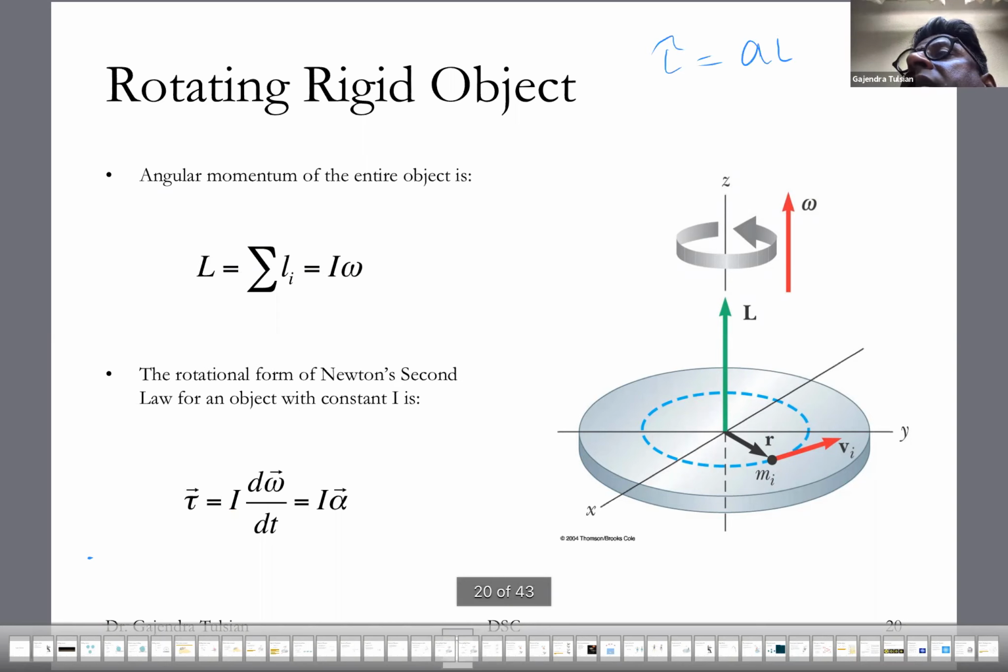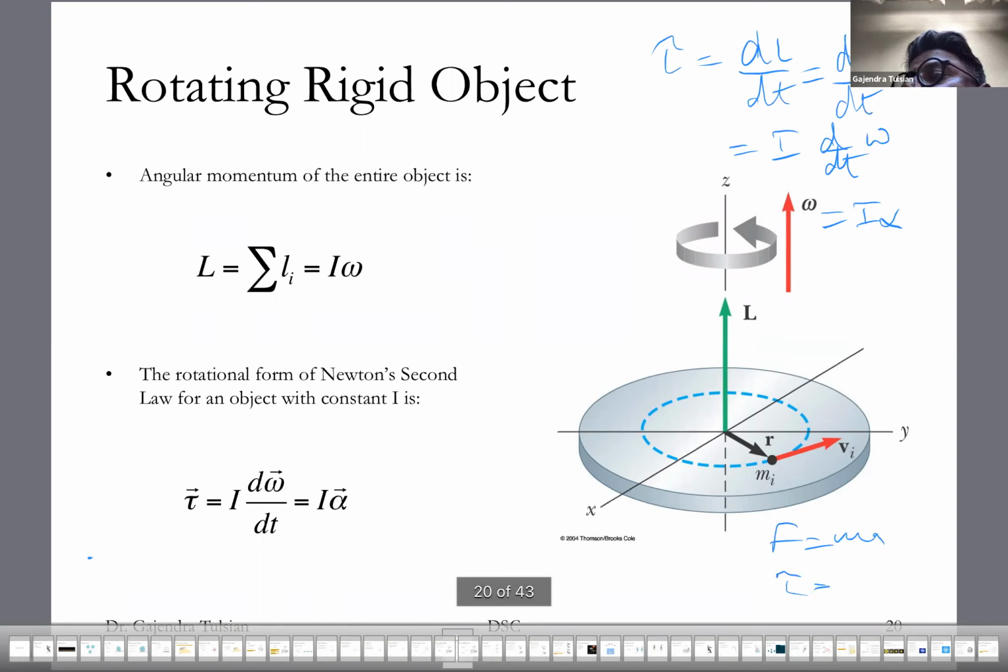torque is dL by dt, which is d by dt of I omega. And since I is constant, I comes out, d by dt of omega, which is I times alpha. So torque is equal to I times alpha, and this is the parallel of force equals mass times acceleration. So as long as I does not change, the parallel of force equal to mass times acceleration is torque equals I times alpha. That's the special case.